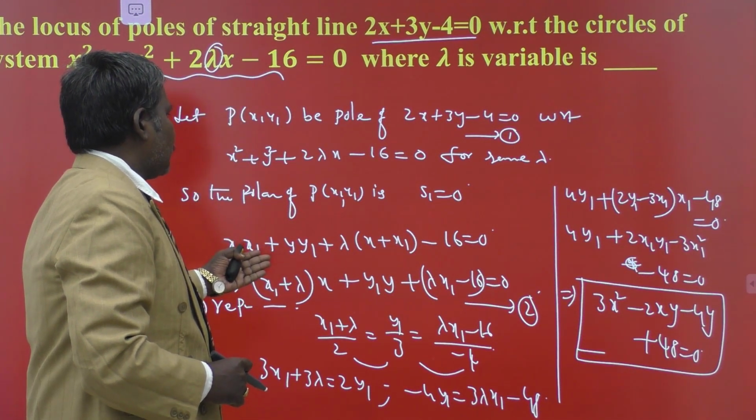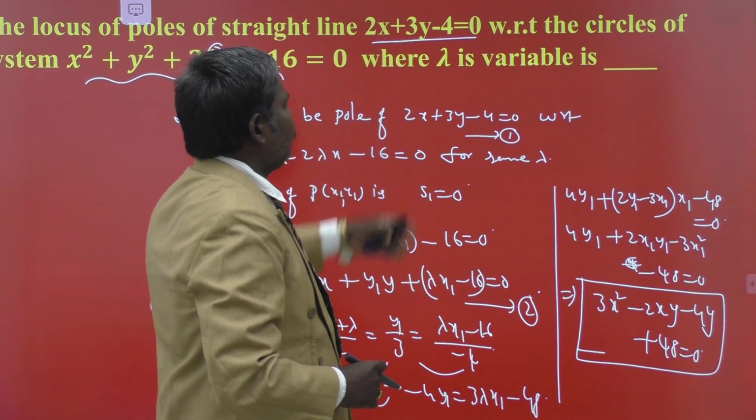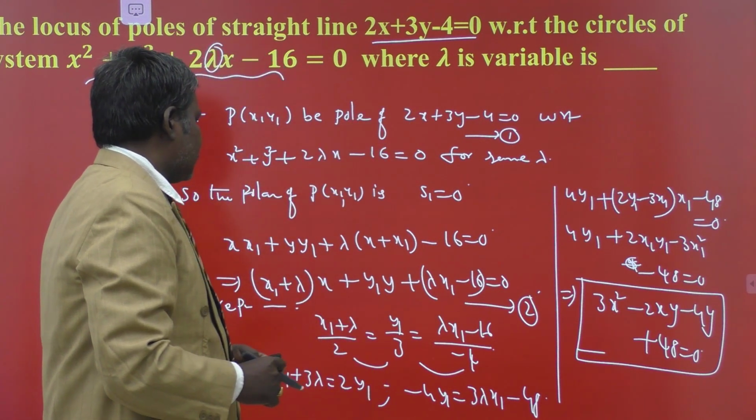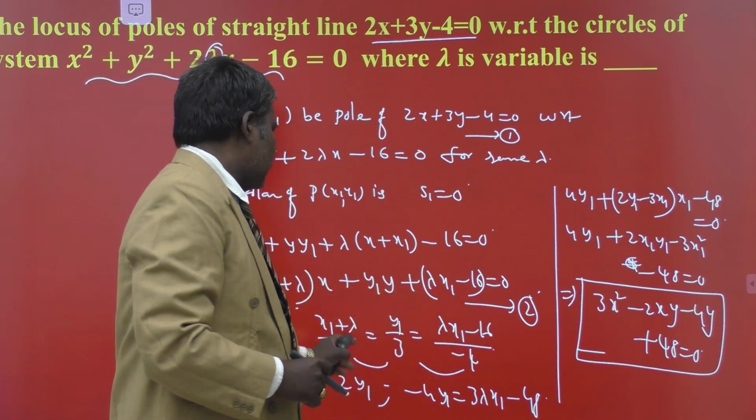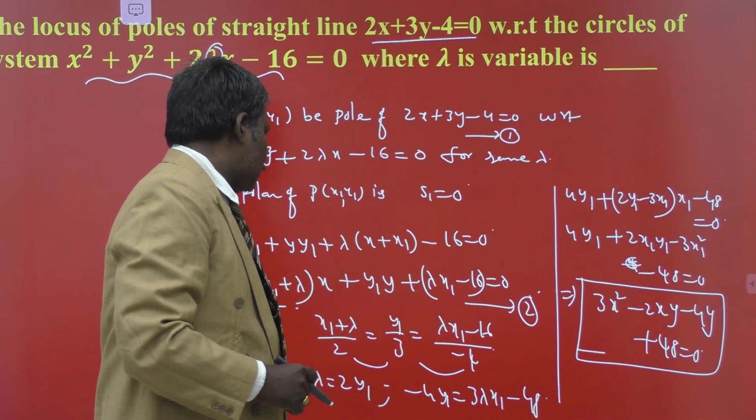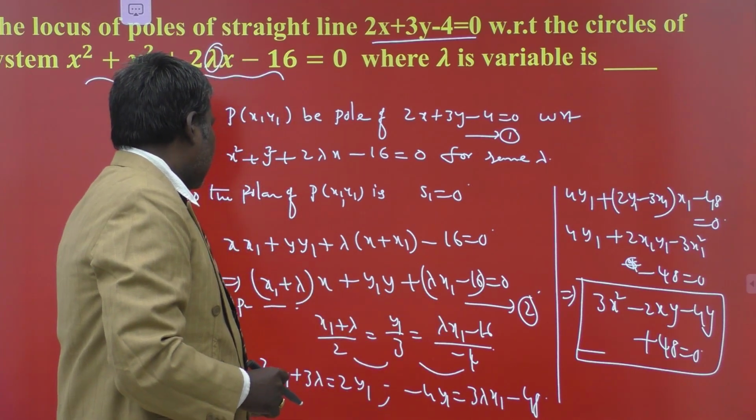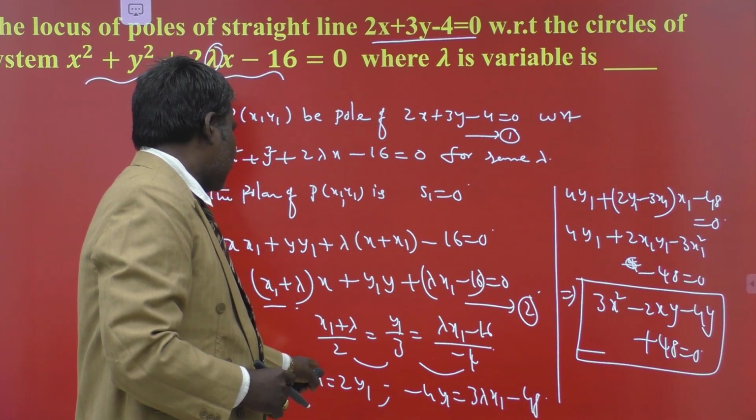Write the polar S1 equal to 0. Compare with that 2x plus 3y minus 4 equal to 0 itself. We get the condition in this manner. Equate these two, again equate these two. We obtain two conditions and eliminate lambda. Just substitute the 3 lambda value.